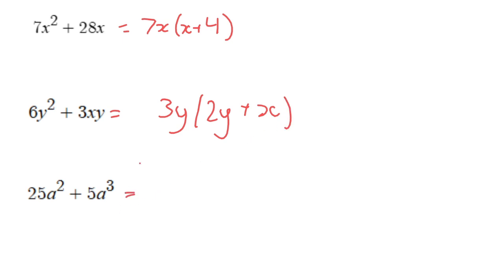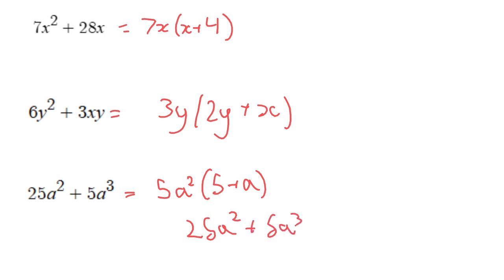Now finally, for this one, for the numbers, you can take out a 5. That's a common factor. And for the a's, you can take out an a squared because there's a squared, a cubed, so an a squared can be taken out. And you'd be left with 5 plus a. And to double check this, you can expand this out. So 5a squared times 5 is 25a squared, and 5a squared times a is 5a cubed. And you should get the answer that you started with. So that's how you can double check these.